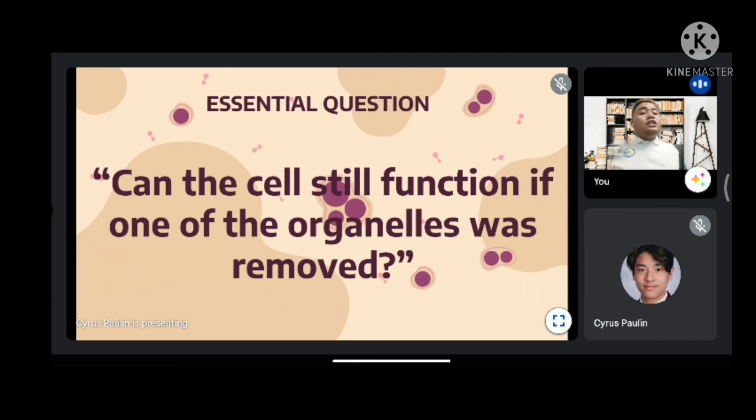Very good. Of course, the cell cannot function well if one of the organelles was removed. For example, the peroxisome. If there is no peroxisome in the cell, we will die because of the freely floating toxins. Another example is the nucleus, of course, being the control center of the cell. Without the nucleus, it will never function. So each organelle in the cell has a function. Everyone is important. So if one of them is removed, the cell will fail.